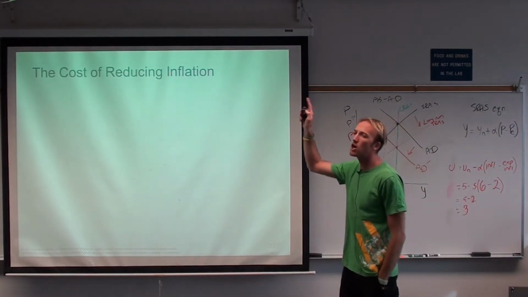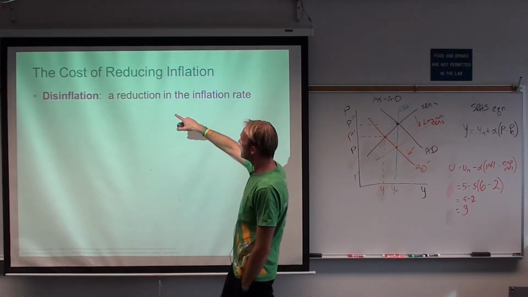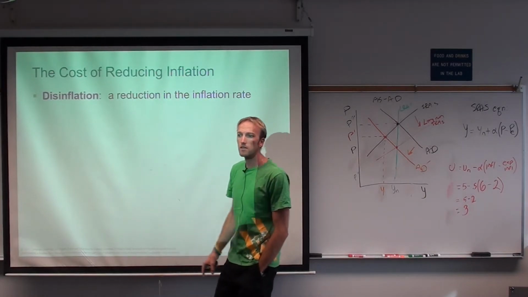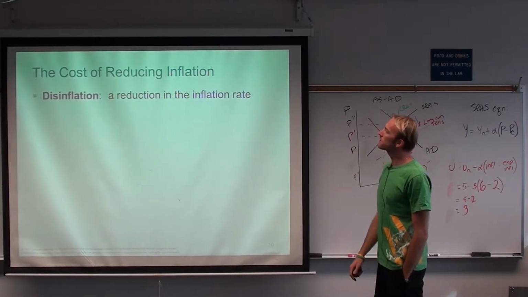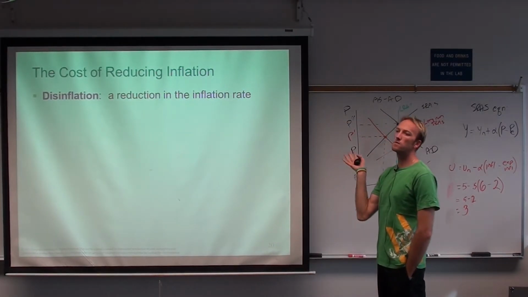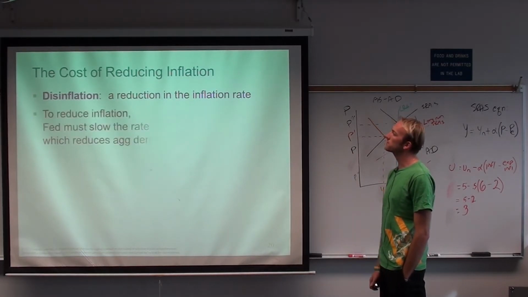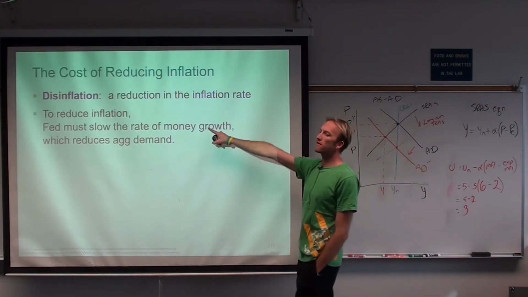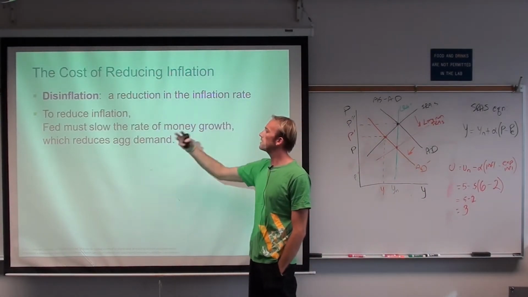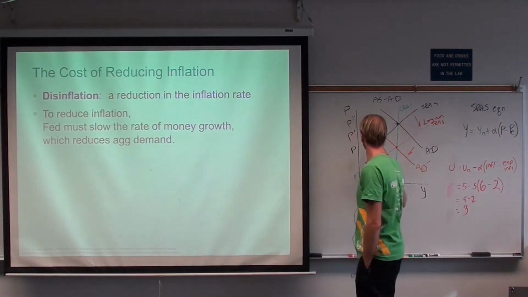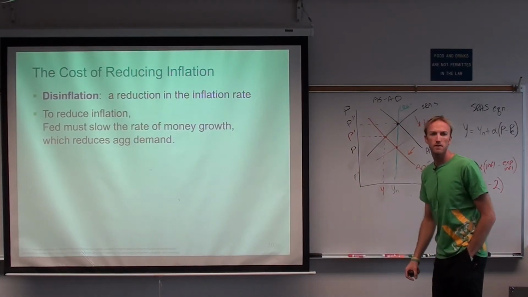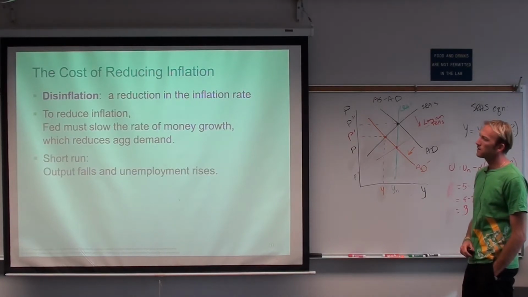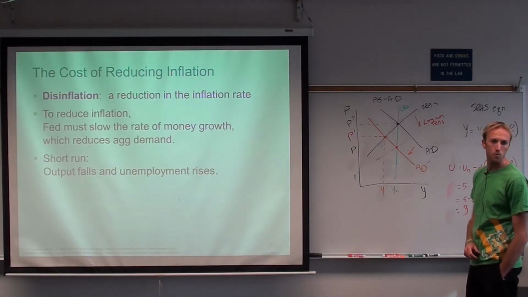OK, so what is the cost of reducing the inflation? Well, when I have to reduce inflation, it's called disinflation. That's what's going on here. OK, by 1981, they're like, oh my goodness, we've got to reduce this level of inflation. And so they must slow the rate of money growth or take money out of the economy. It reduces aggregate demand. It pushes aggregate demand down right here. Everybody hates the Fed during this time, right? Oh, do we have a recession right now?